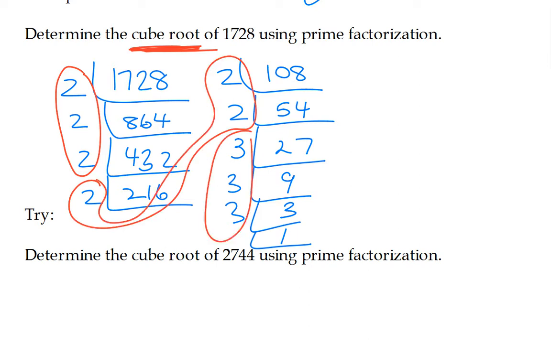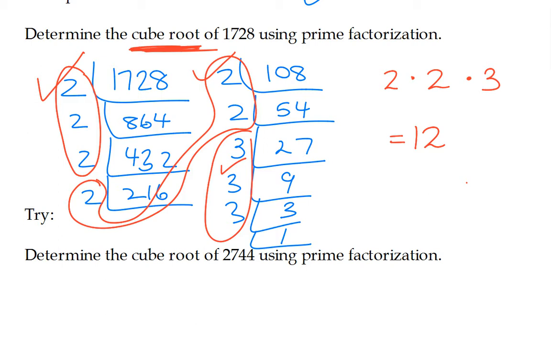Are they in triples? So then, how many do I need out of each triple? Just one. 2 from this one, 2 from this one, and then 3 from this one. 2 times 2 times 3 is 12. And that was the cube root of the 1728 from the last page.